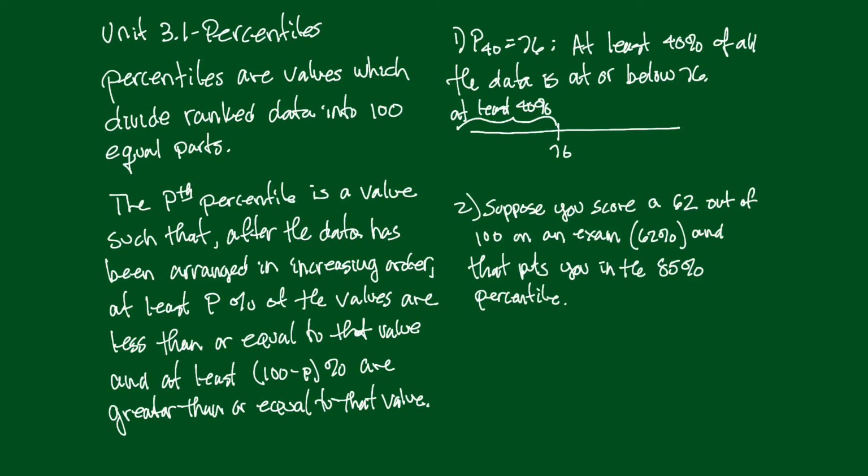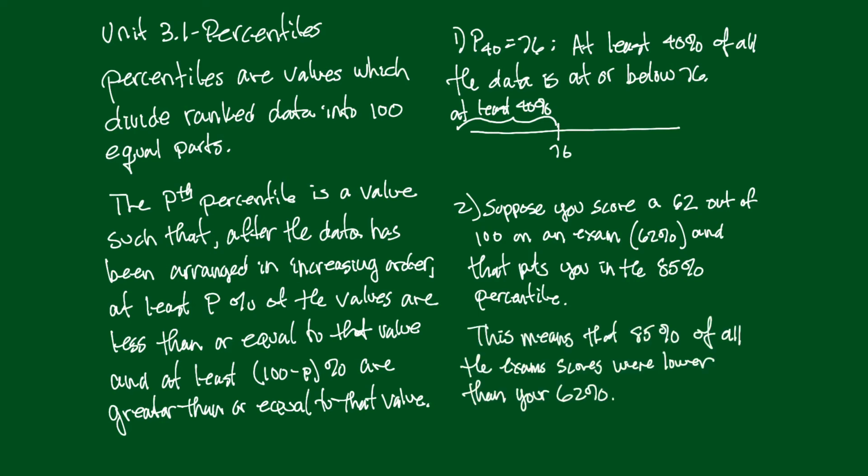Here's another example. Suppose you take an exam and you get a 62 out of 100 on it, so you get a 62% on the exam. But that puts you in the 85th percentile. So what does that mean? Well, it means that 85% of all the exam scores were lower than your 62%.